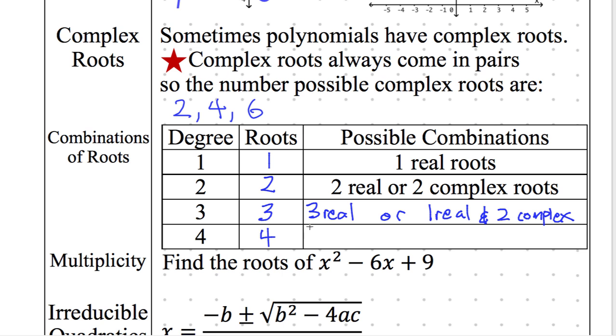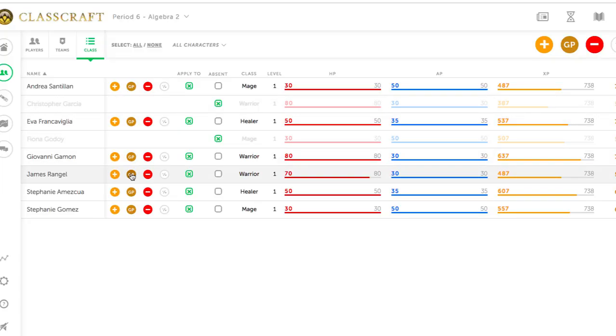James, go for it. 4 real. 4 real, that's the first possibility. 2 reals. 2 complex or 4 complex. 4 complex. There it is. Yeah, very nice, James. Good job. That was hard and you got it.